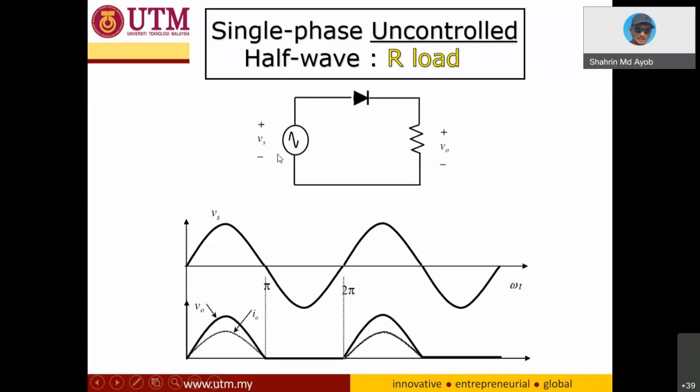Then during the negative cycle, the polarity is changed. So the cathode is positive and the anode is negative. That's why the diode is in reverse bias, so the diode is off. So we don't have any output here, because the diode is off, and the output is disconnected from the input. And then this is repeated. One cycle we consider as 2 pi. As you can see, in this one cycle we have only half output, while the other half is 0. That's why we call this circuit a half wave rectifier.